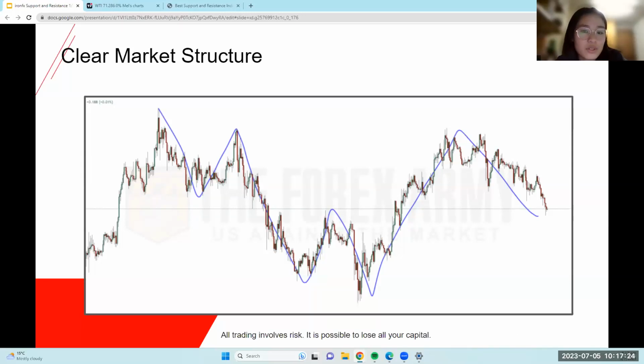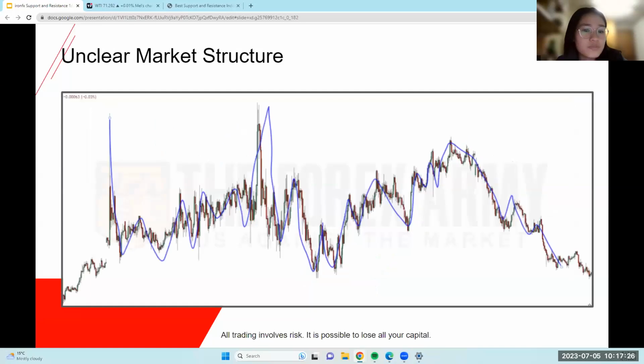So here's an example of an unclear market structure. You can see how choppy the movements are. And it's just not as nice to analyze on this chart as compared to the previous chart. Because like I mentioned earlier, support and resistance levels, we want to try and pull it back as far as possible without cutting too many candlesticks. And in this case, it's really difficult to see how many candlesticks exactly it's going to cut.